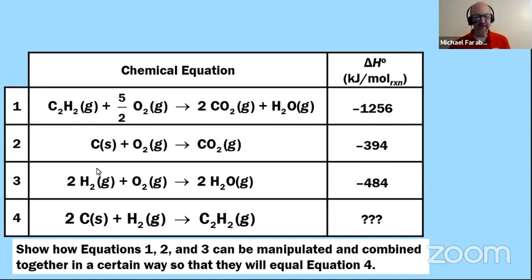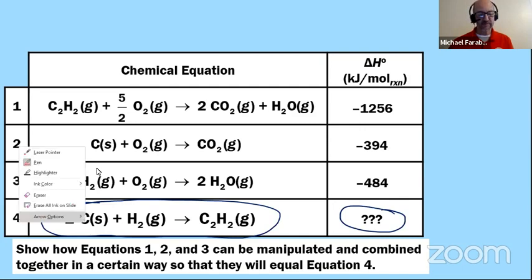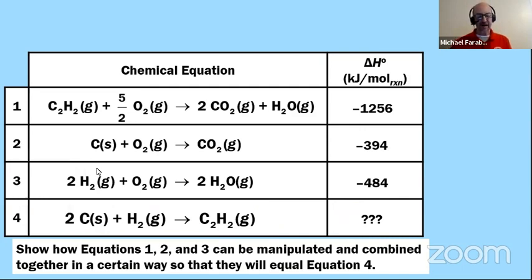So we're going to call this equation, equation number 4. This is our target equation. This is an equation for which we don't know the delta H. But can we combine equations 1, 2, and 3 in such a way that when we add them together, they will equal equation 4? So I'm going to go ahead and analyze the chemicals that are in equation 4.